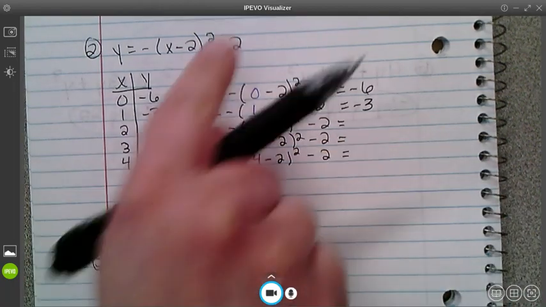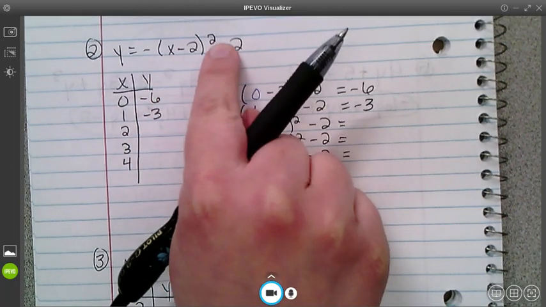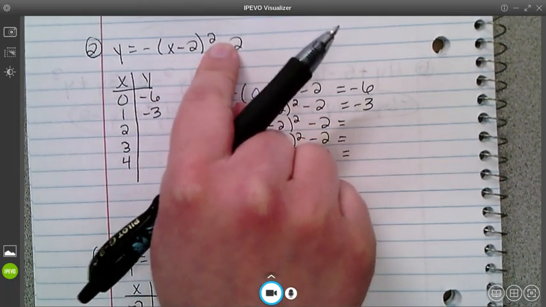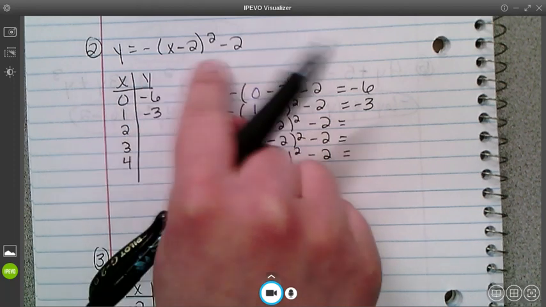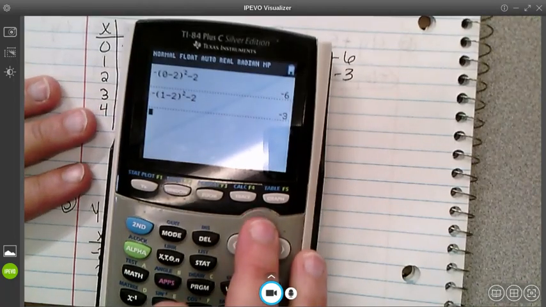And you may notice I didn't talk about this at the start, and I should have. This is still a quadratic because of the exponent of 2. It's the highest exponent. This is in a different form. We're going to be working with both forms as we move throughout this unit, so I wanted you to be familiar with both forms. That's why it looks a little bit different.